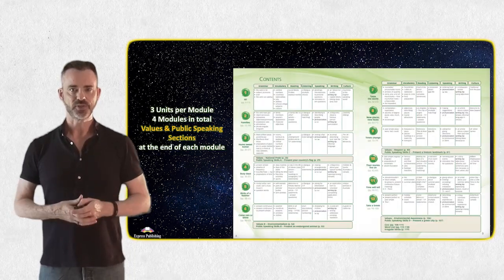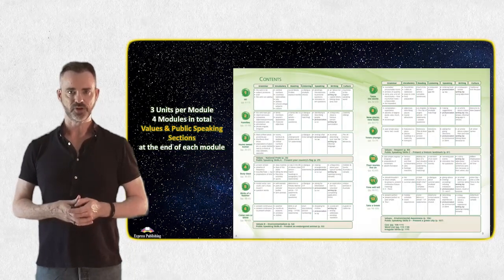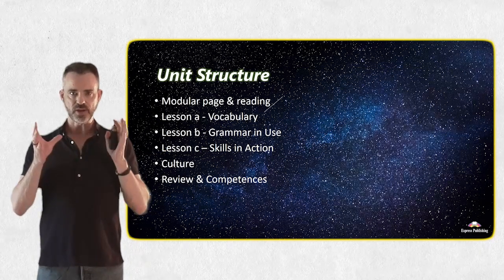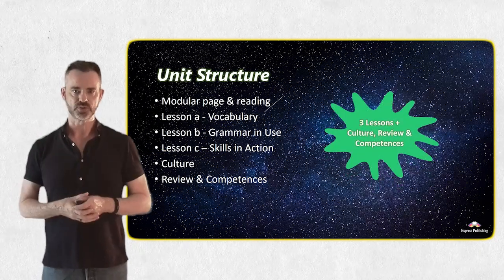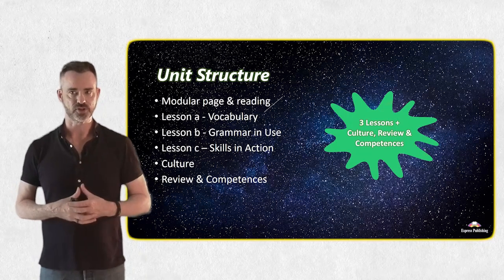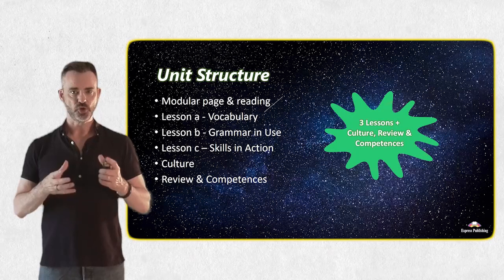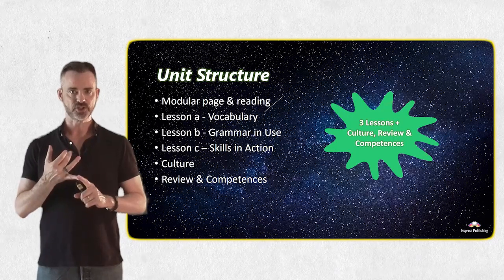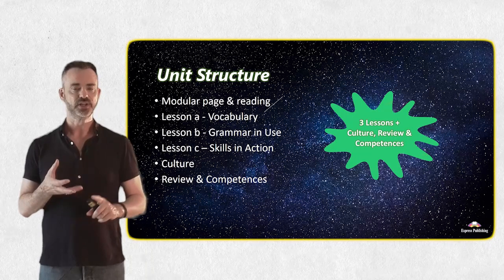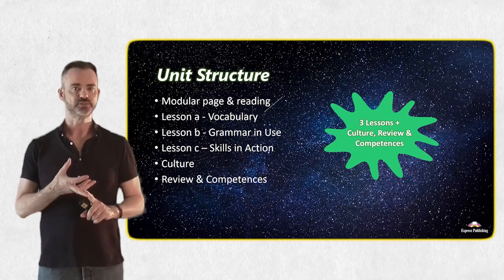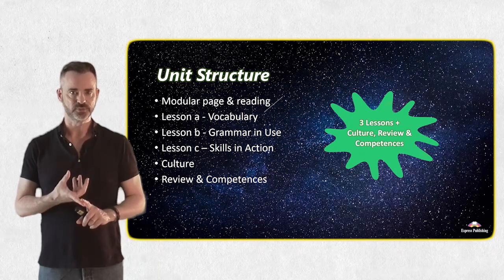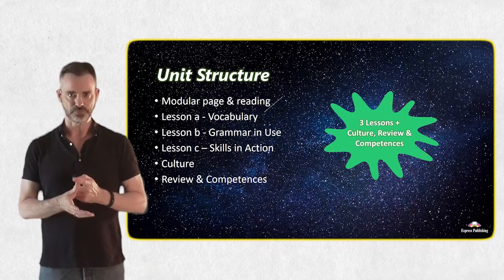Let's have a look at the basic structure of the material. Enterprise now consists of 3 units in 4 modules, and I'm going to talk to you a little bit about how those units are structured. Each unit consists of a modular page, which also has a reading text, a vocabulary lesson, a grammar in use lesson, a skills in action lesson, a culture clip, and a review section.